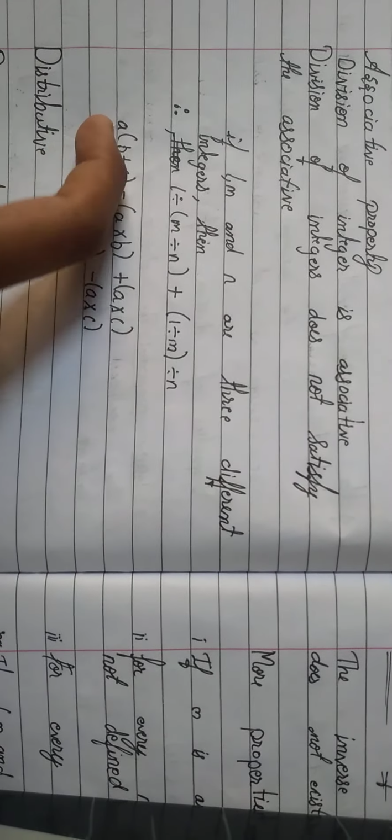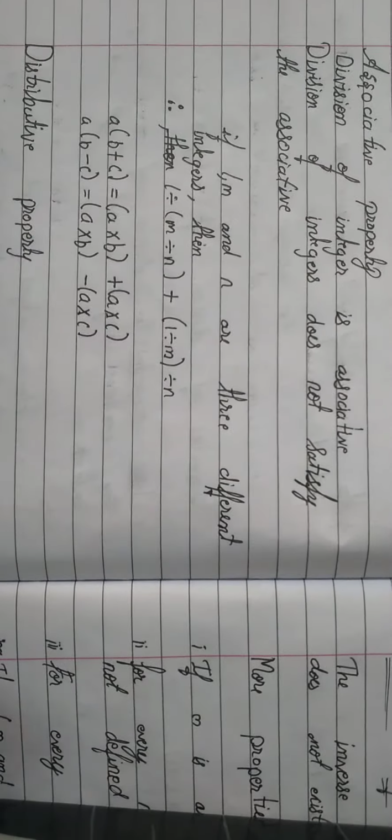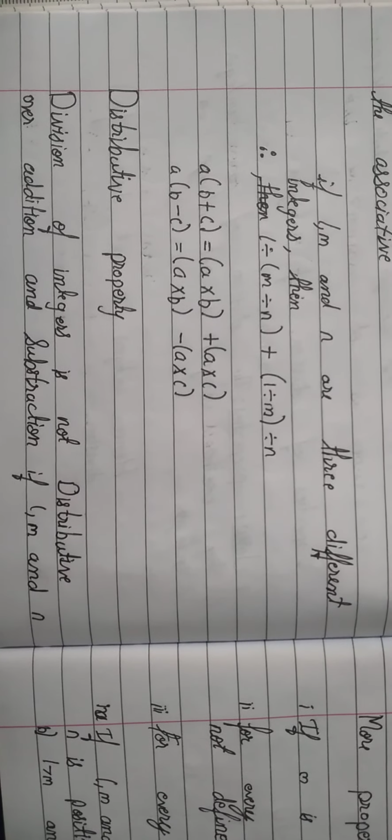B plus C, the answer I get, I am going to multiply it. The same thing you are going to do, because you have to multiply. The bracket thing you have to remember very nicely, so please try to remember it. So here comes the distributive property.